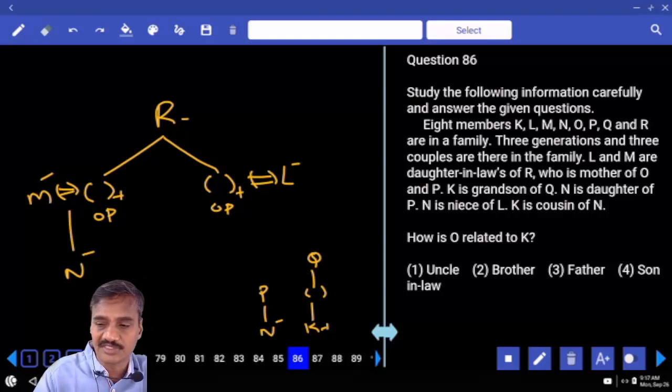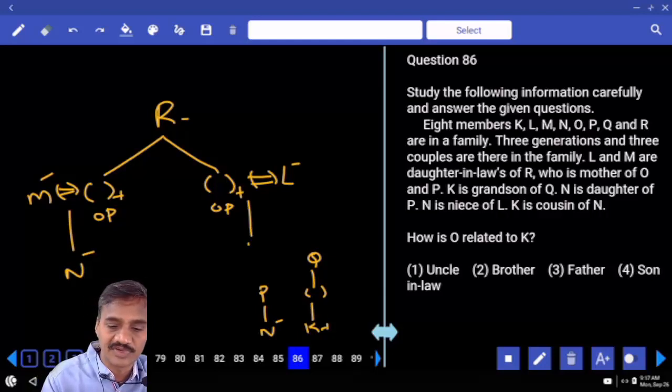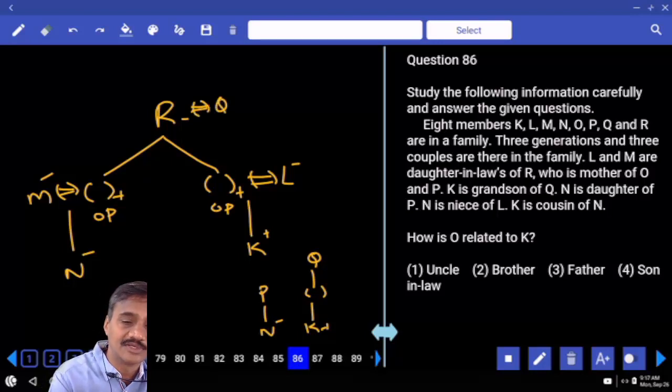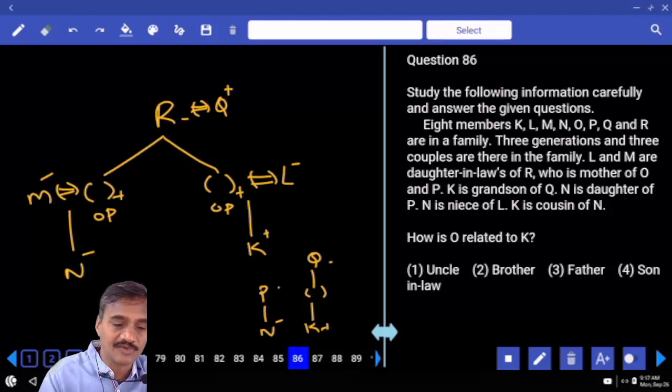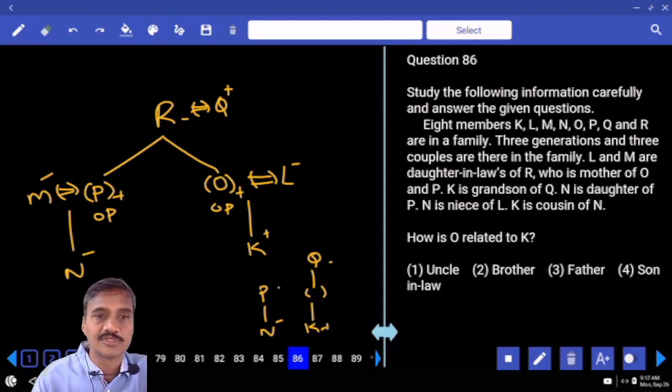Next, K is the cousin of N, and K is a male. K is the grandson of whom? Q. Hence R and Q must be married to each other. And N is the child of whom? P. Hence P is here, O is here.